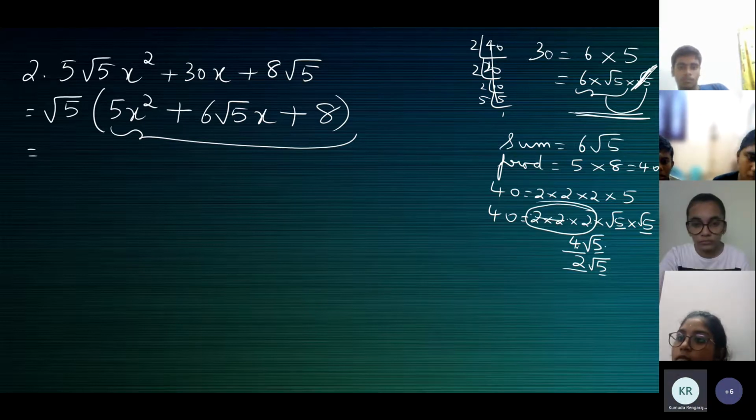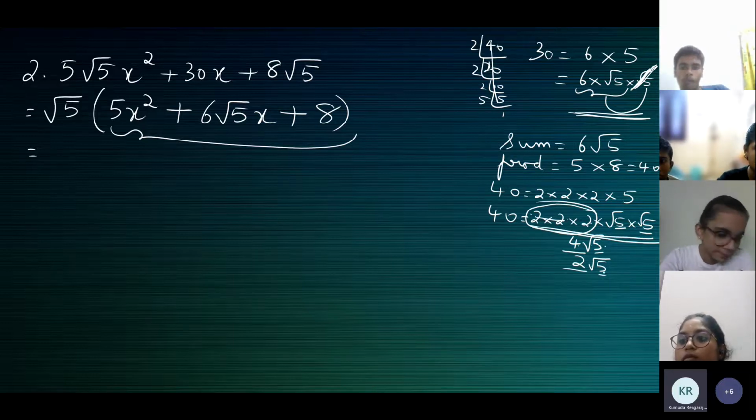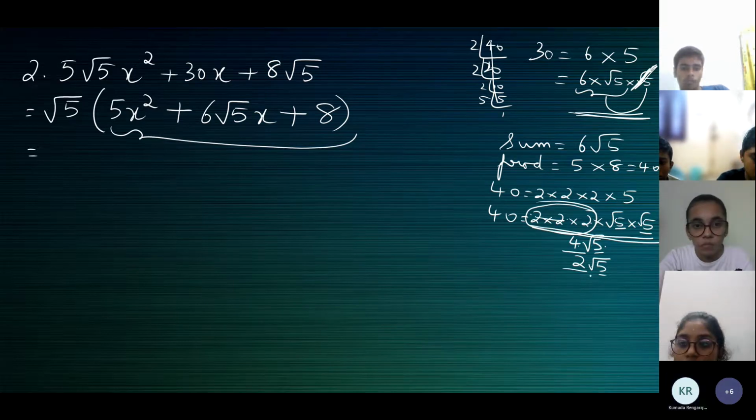Now you multiply 4 root 5 and 2 root 5, you will get 40. Because how did you get the numbers 4 root 5 and 2 root 5? From the factors of 40 only. We used all the factors of 40 and formed two numbers 4 root 5 and 2 root 5. So the product will be 40. The sum is 6 root 5. Both should carry a positive sign. So now split the middle term.